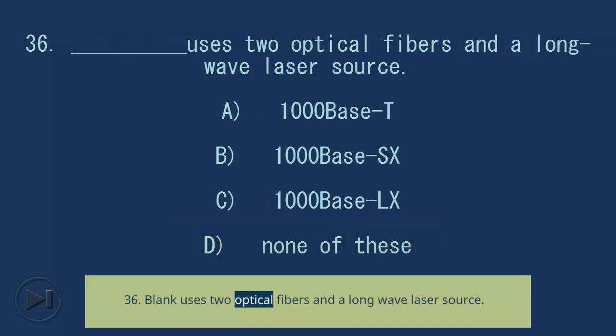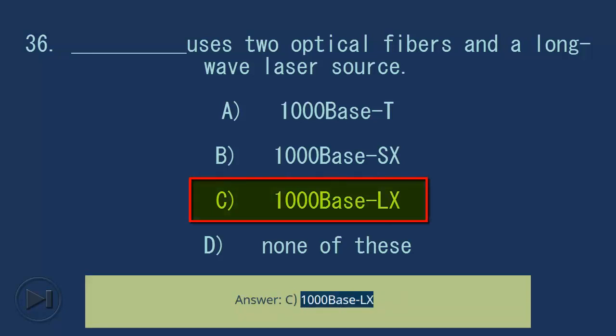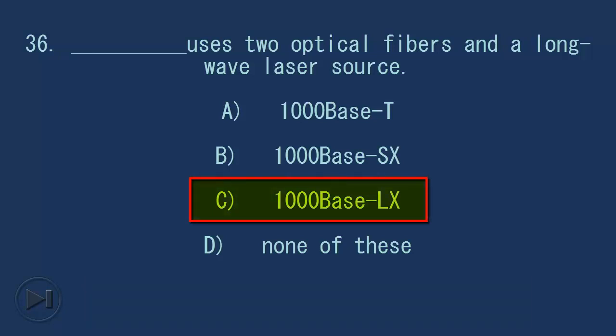36. Blank uses two optical fibers and a long-wave laser source. A. 1000 base T. B. 1000 base SX. C. 1000 base LX. D. None of these. Answer, C. 1000 base LX.